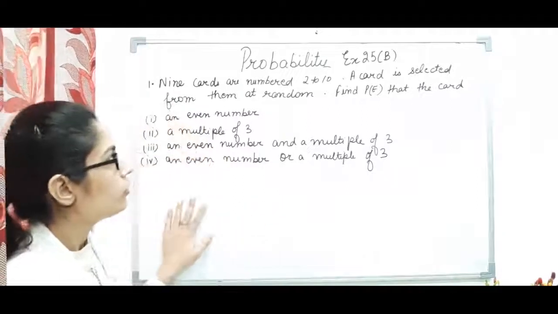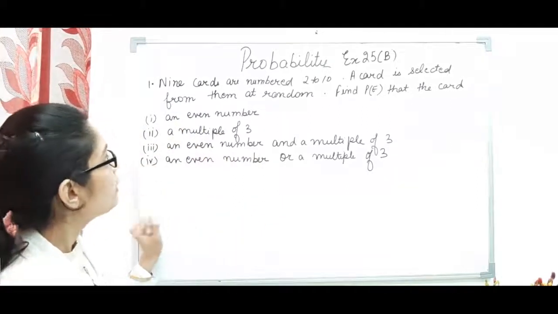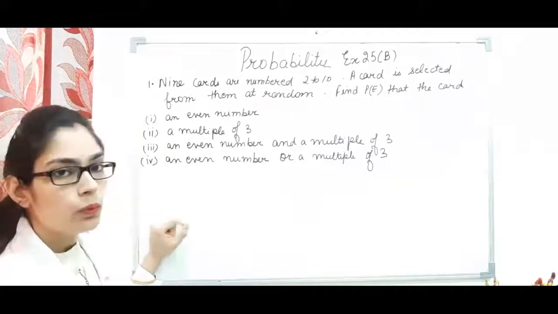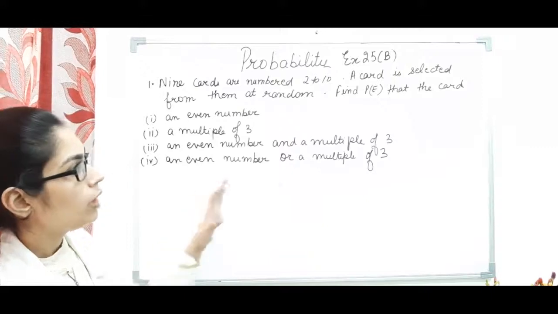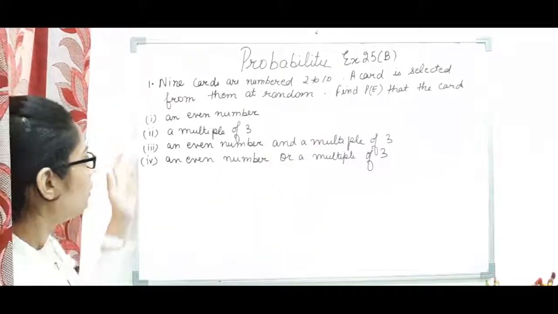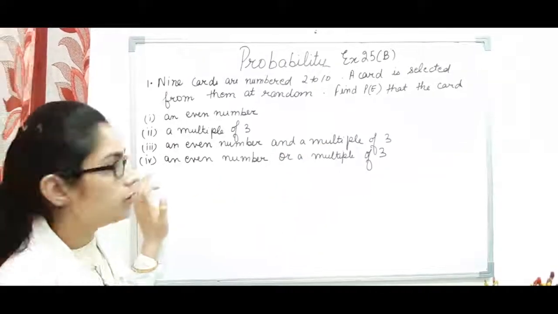The first question of the exercise is: 9 cards numbered 2 to 10. A card is selected from them at random and you have to find the probability of the card. 4 parts they have given us.